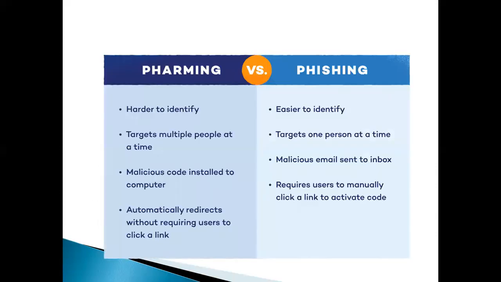So this is the difference between pharming and phishing. This is harder to identify. This is easier to identify. This targets multiple people at a time. This targets only one person at a time. Here malicious code is installed on the computer. It is sent via email. It redirects the user. It requires the user to manually click the link to activate the code.